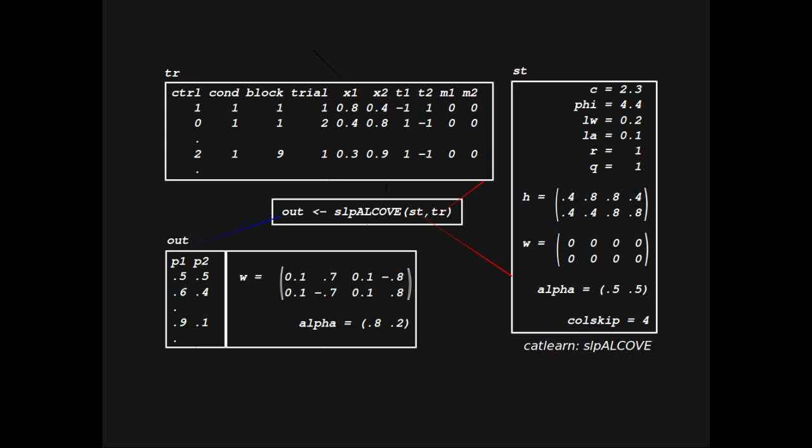So slpALCOVE takes this information and it produces an output. The output is shown here, contains two components. First of all, there's the model's actual output, which in this case, it's a categorization model, are the probability of responding with each of the possible category labels. So on the second trial, for example, it's 60-40 for category 1. The output also contains the final internal state of the model. That's why we call this a stateful list processor. It contains the final weights and other setup of the model.